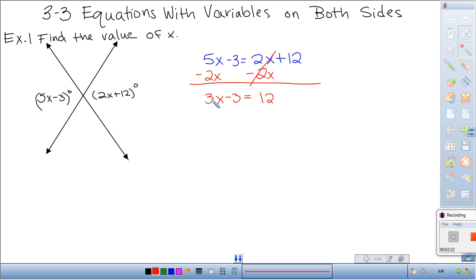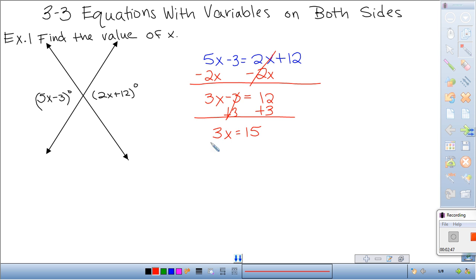So we know we have to add or subtract first. The opposite of a negative 3 or minus 3 is to add 3 to both sides. Negative 3 plus 3 cancels. They're additive inverses. Bring down 3x. Bring down your equal sign. 12 plus 3 is 15. And then it's 3 times x.